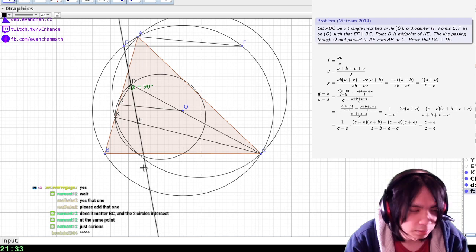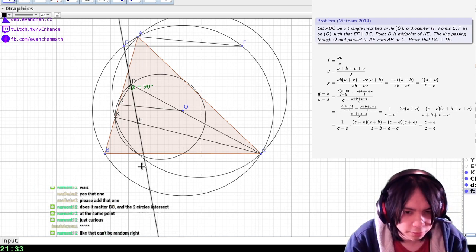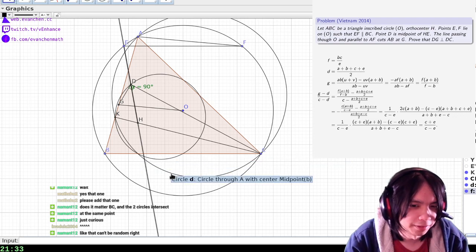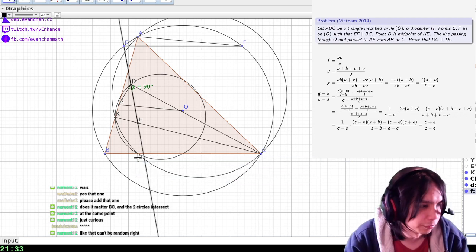BC and the two circles intersect. That's just the foot of the A altitude. No, because this is the 9-point circle, right? And this is a circle with diameter AC, so that's just the foot of the A altitude.